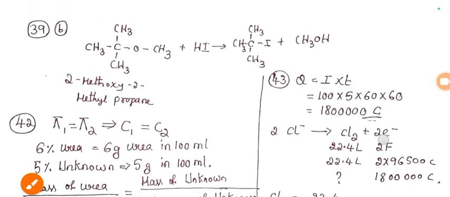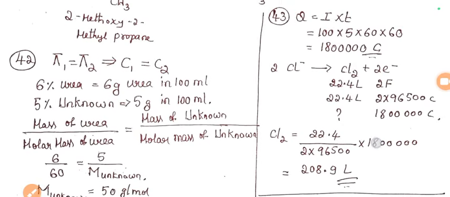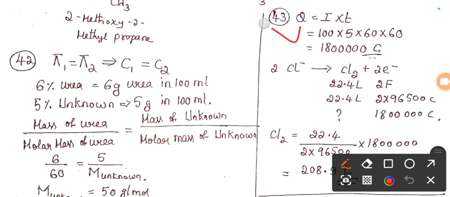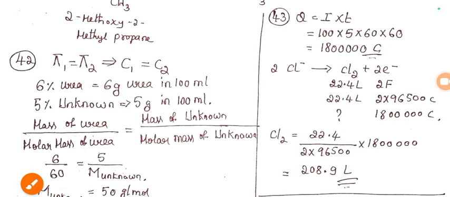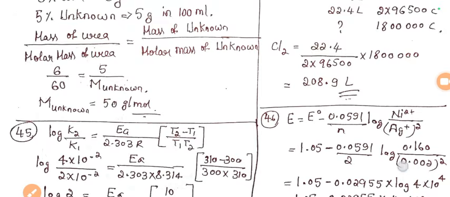Similarly, 43rd question is related to Faraday's law. First you calculate charge by multiplying current and time t in seconds. Then to get 1 mole of chlorine you need 2 Faraday, meaning 2 moles of electrons. So 1 mole of chlorine volume is 22.4 liters. To get 22.4 liters, this much charge is required. If you supply this much charge, how much chlorine is going to be produced, that you need to calculate. The answer is 208.9 liters.